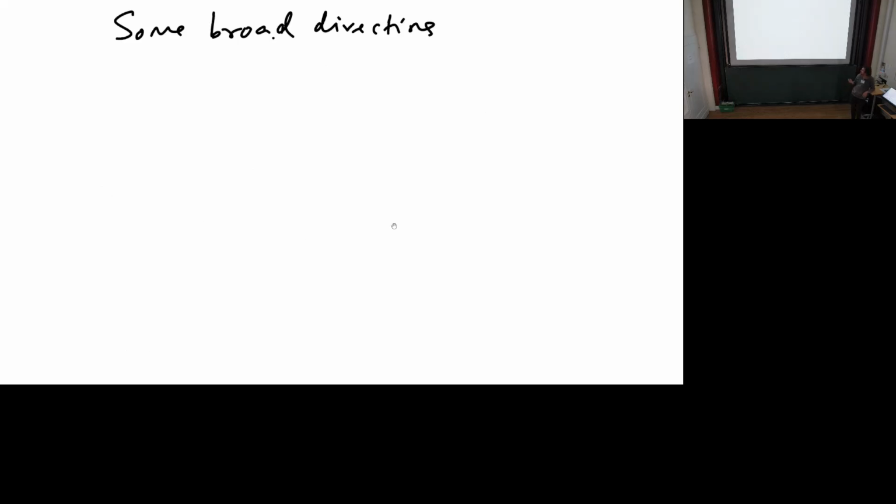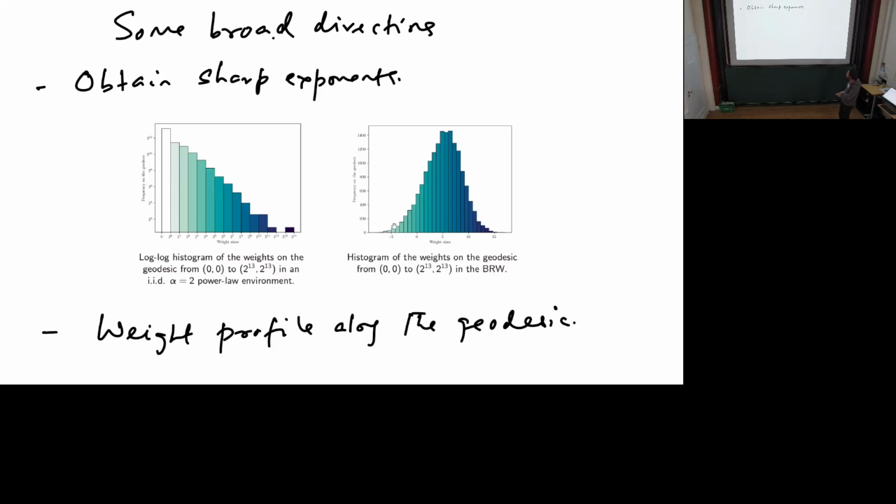Okay, so let me finish with some broad directions. So obviously obtaining sharp exponents is one. Another question that I quite like, and which is also an important problem in the usual LQG setting, is to understand the weight profile along the geodesic. So you look at the geodesic and you look at the weights on the geodesic, so you can plot the histogram, and you can try to ask what it looks like.